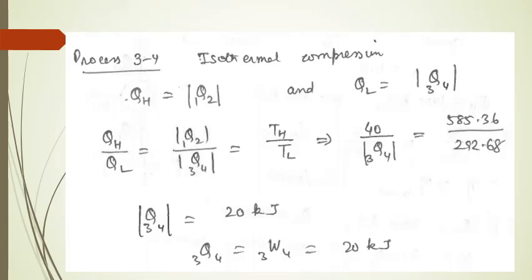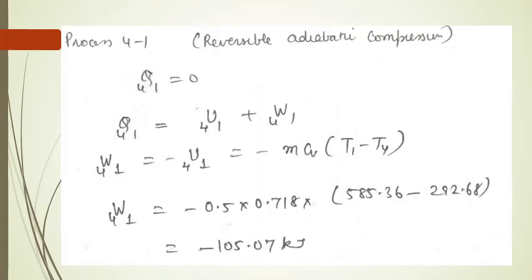As the process is isothermal compression, heat transfer will be equal to work transfer, as the change in internal energy will be 0. So work transfer will be equal to 20 kilojoule, which is equal to heat transfer. Now 4 to 1 is reversible adiabatic compression. Here heat transfer will be 0, and we can determine the value of work transfer as the negative of the internal energy change during this process, and that comes out to be minus 105.07 kilojoule.